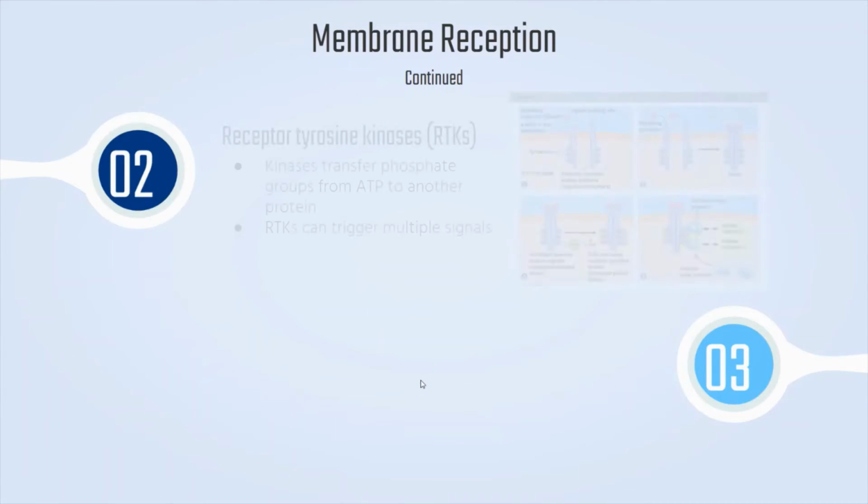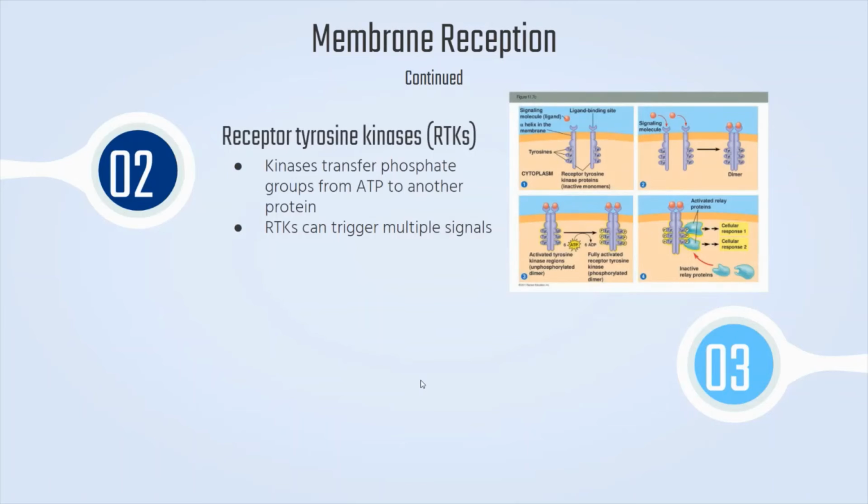Another example of membrane reception is the receptor tyrosine kinase, or the RTK. And what a kinase is, is something that transfers a phosphate group from ATP to another protein. And the purpose of RTKs is to trigger multiple signals within the cell. So you can see that there are many places for signals to be carried out.